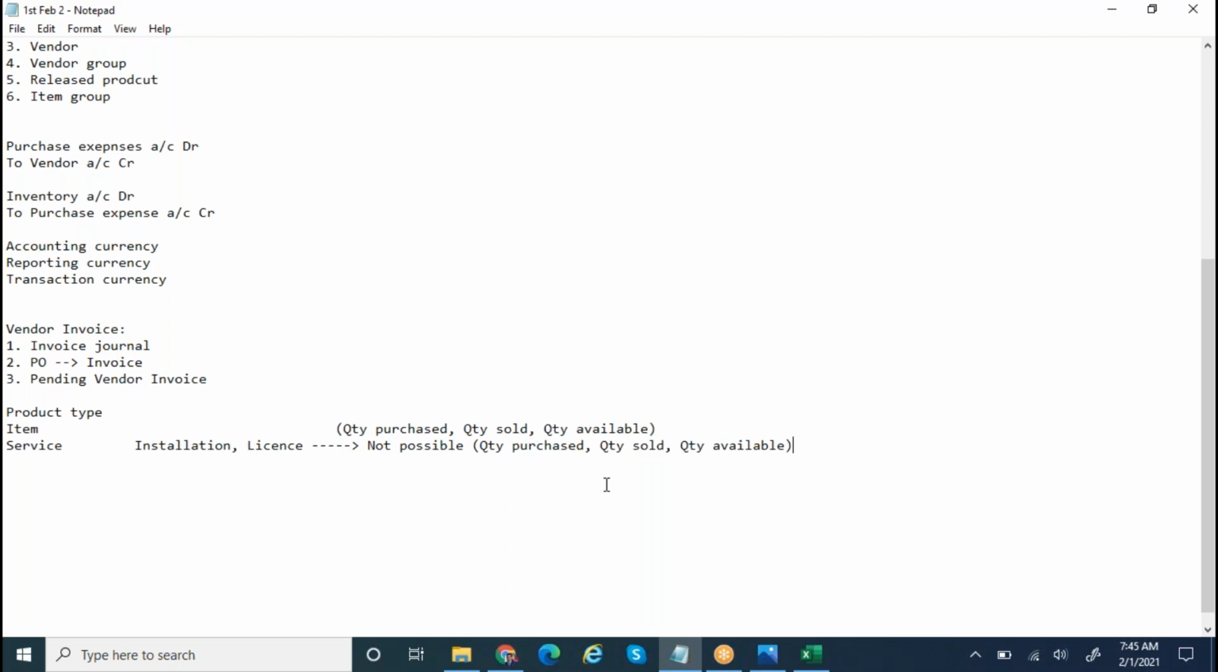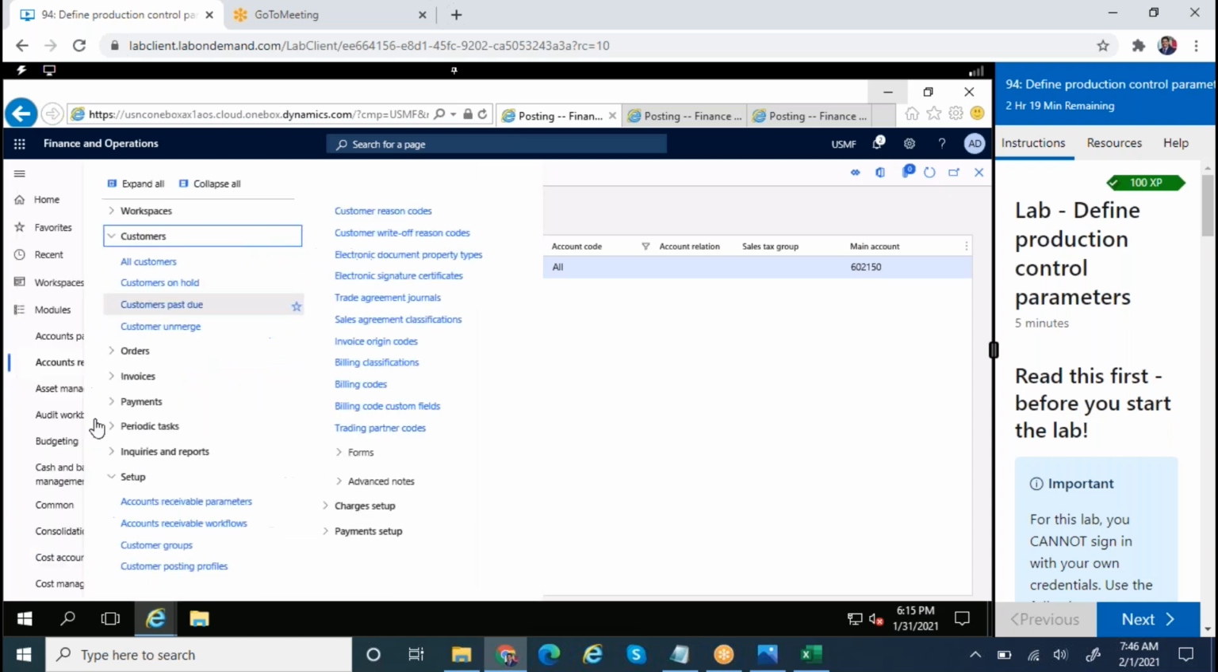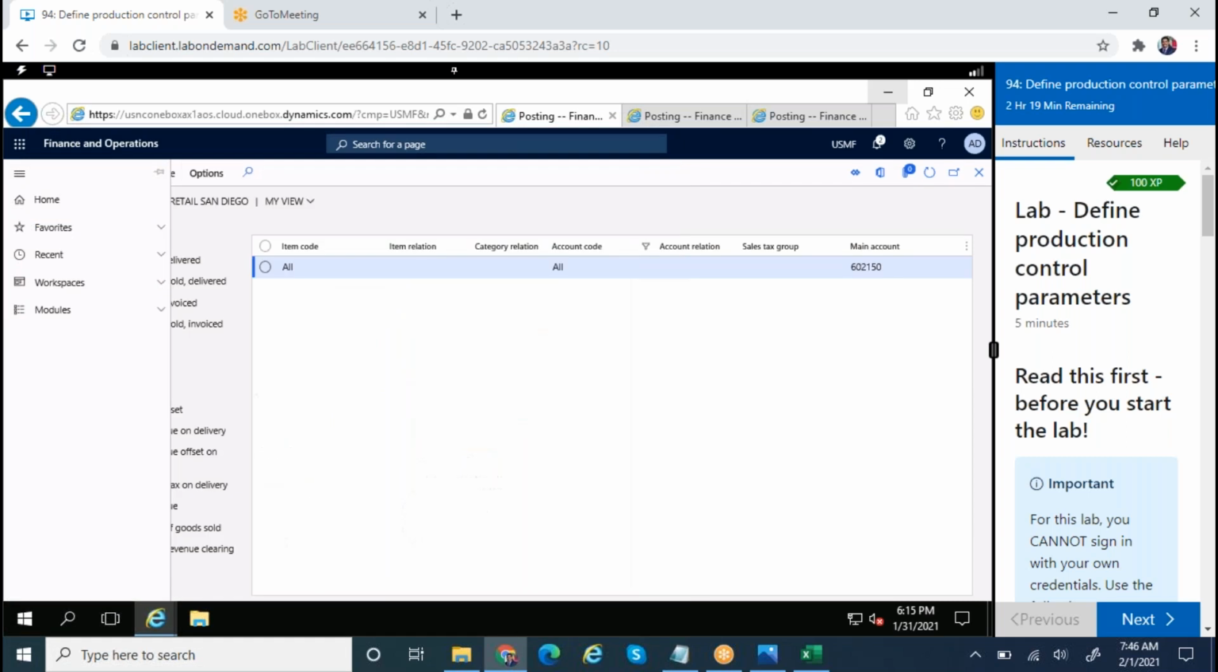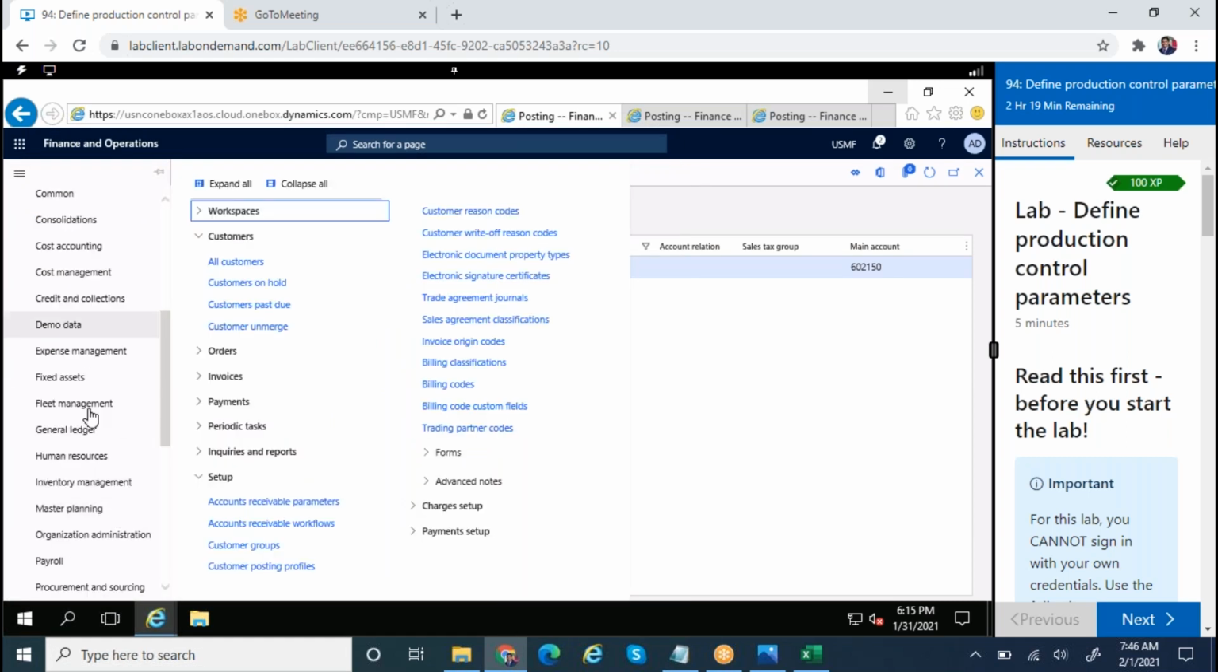So if you don't want to count the quantity in my warehouse, then I can use the type service. If I want to count, then it is item. Actually, this is T&L talk, of course it's T&L, but being a finance consultant, we should know. So in the product information management.